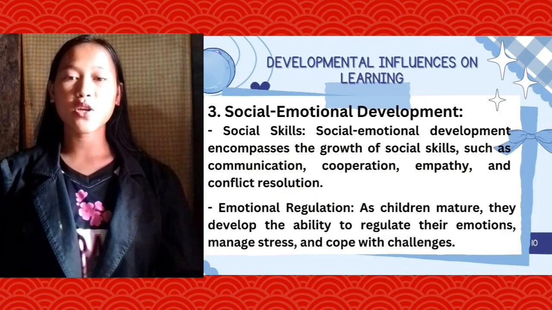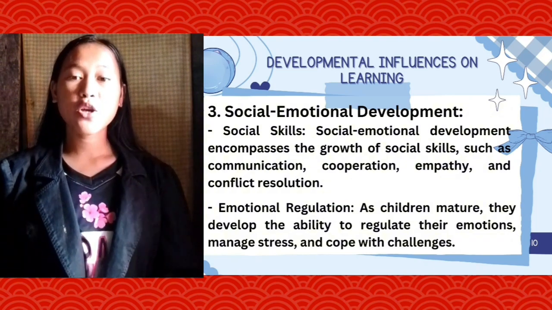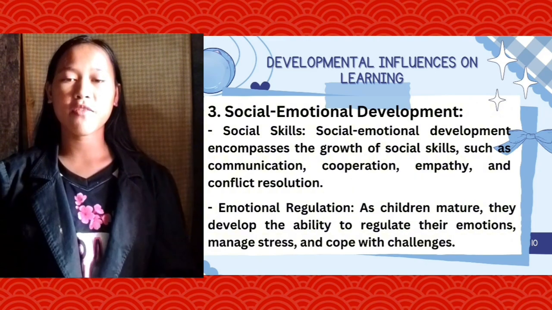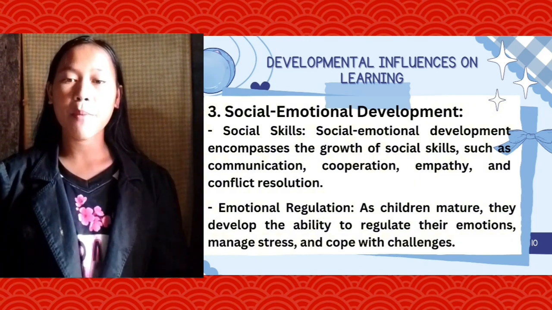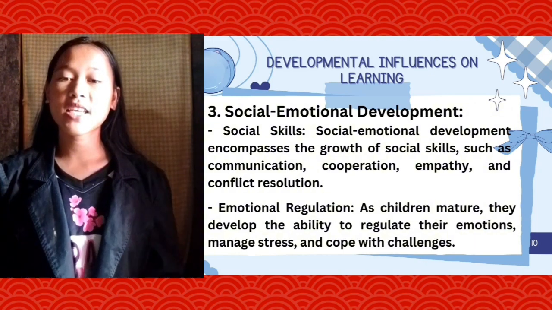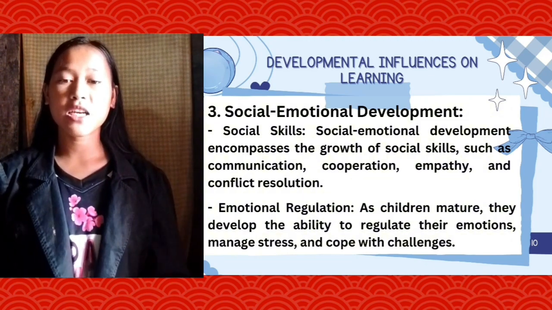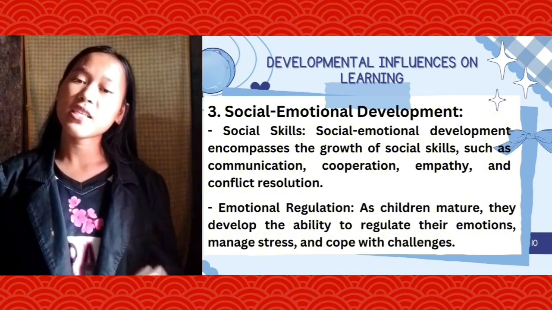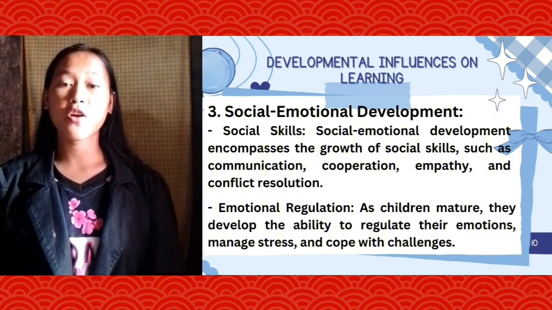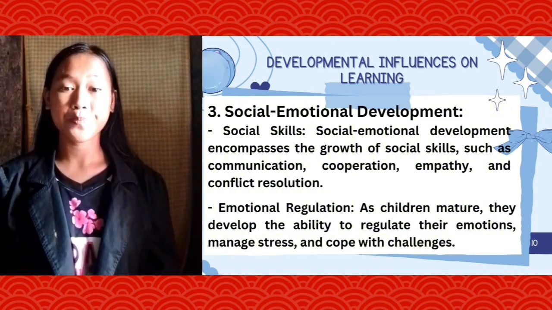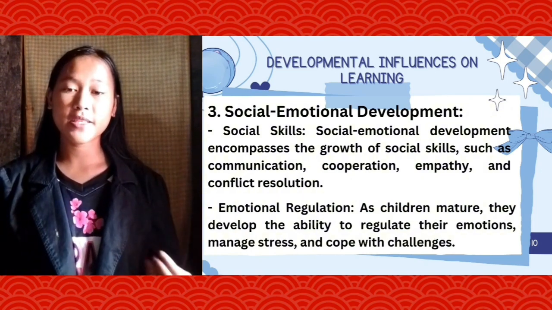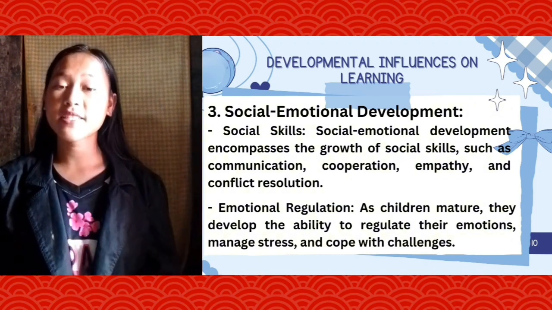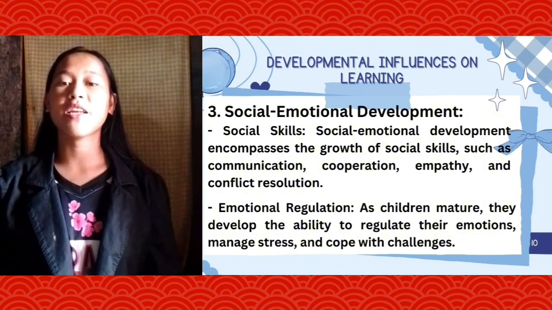The third one is social emotional development. Below the social emotional development, we have social skills. Social emotional development encompasses the growth of social skills such as communication, cooperation, empathy, and conflict resolution. Social skills are essential for children's overall development. By fostering these skills, we can help them build positive relationships, succeed in school, and thrive in life.